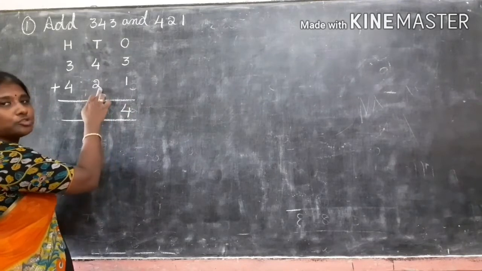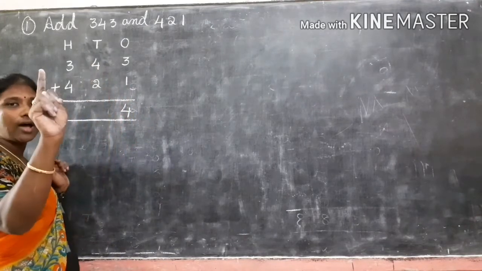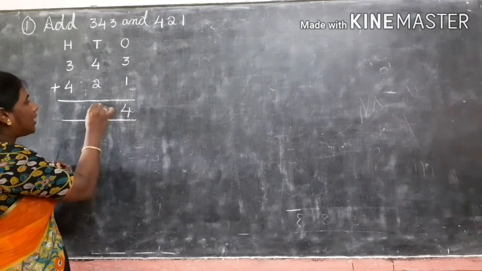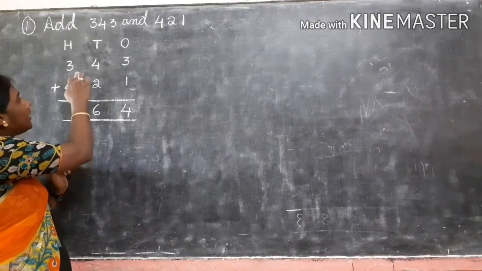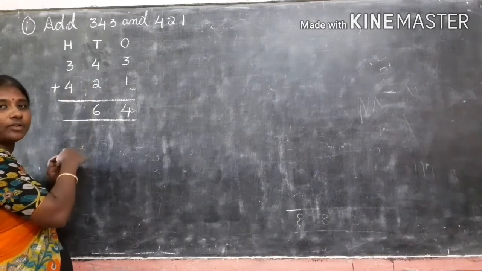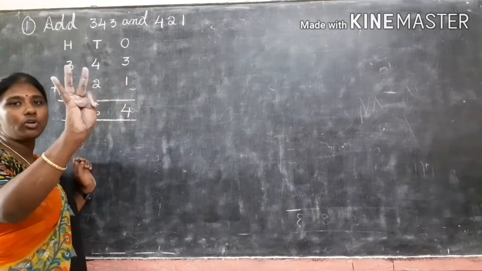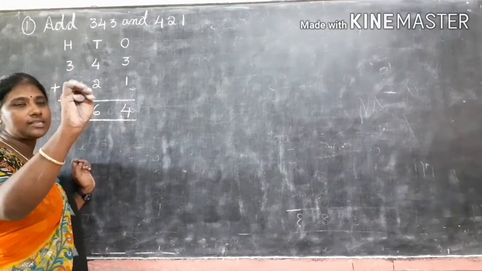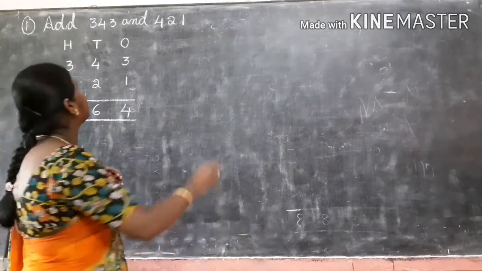Next here 4 and 2. Down number 2. Take 2 fingers. 4 after 5, 6. Here 6. Next take the 3 and 4. Take down number 4. Up number 3, after 4: 5, 6, 7. Understood? Next one.